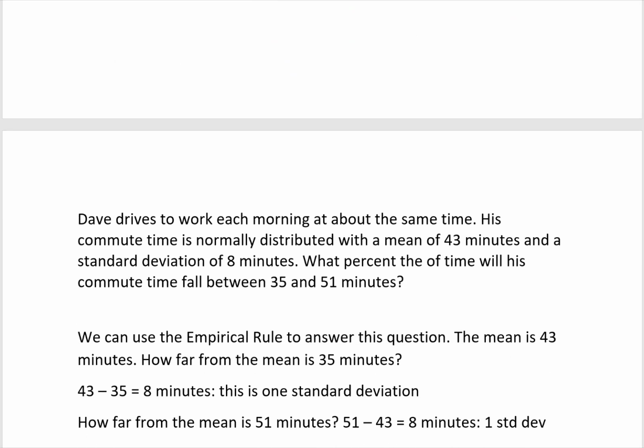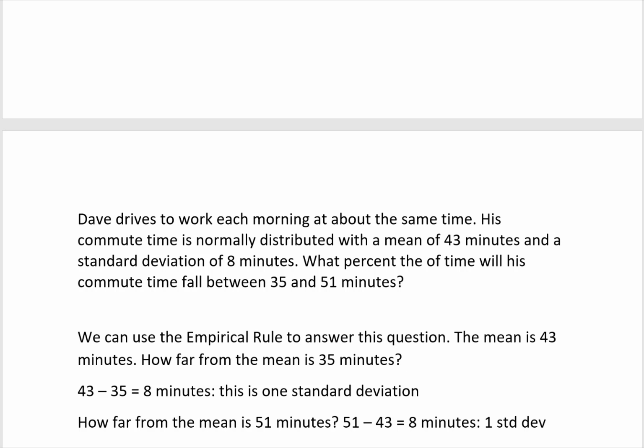Dave drives to work each morning at about the same time. His commute time is normally distributed with a mean of 43 minutes and a standard deviation of 8 minutes. What percent of time will his commute time fall between 35 and 51 minutes? We can use the empirical rule to answer this question. The mean is 43 minutes.